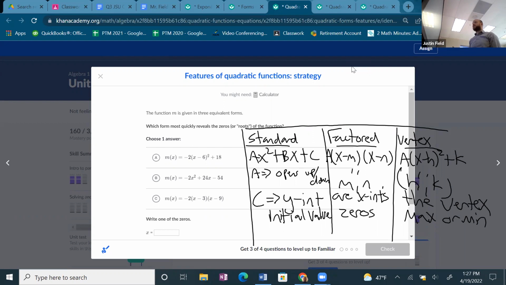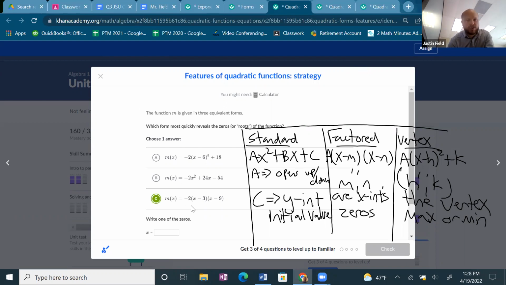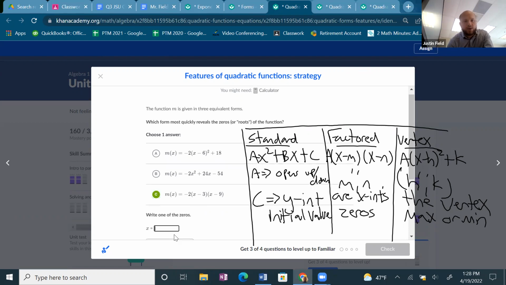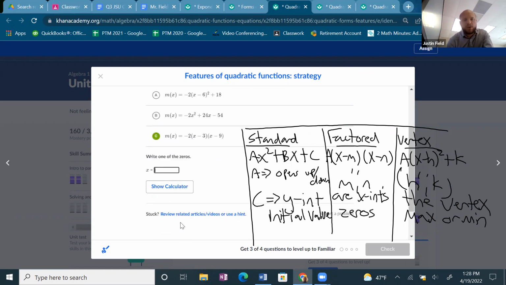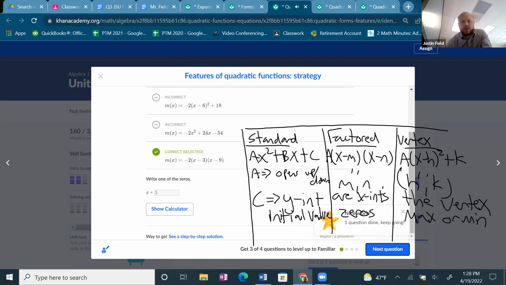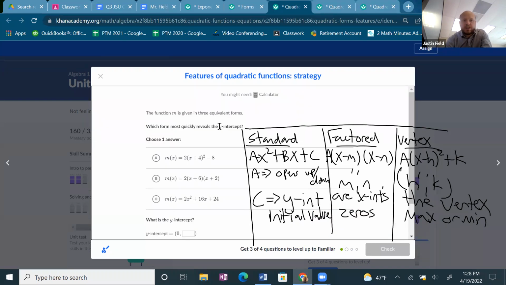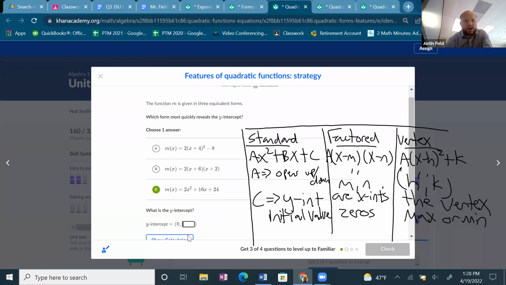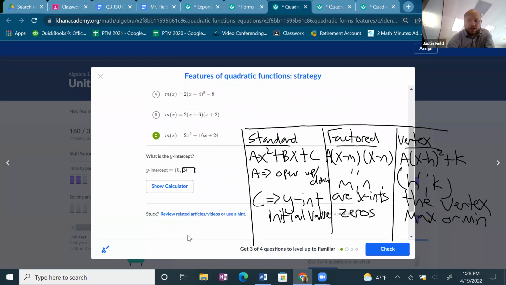All right, so what do we want to know here? The roots are the zeros. That's factored form. They're asking us to find factored form. One of the zeros? Well, our choices are 3 and 9. So 3. All right, let's just do one. Which form shows the y-intercept? Standard form. You see, the y-intercept is in standard form right here. What is the y-intercept? It's 24.